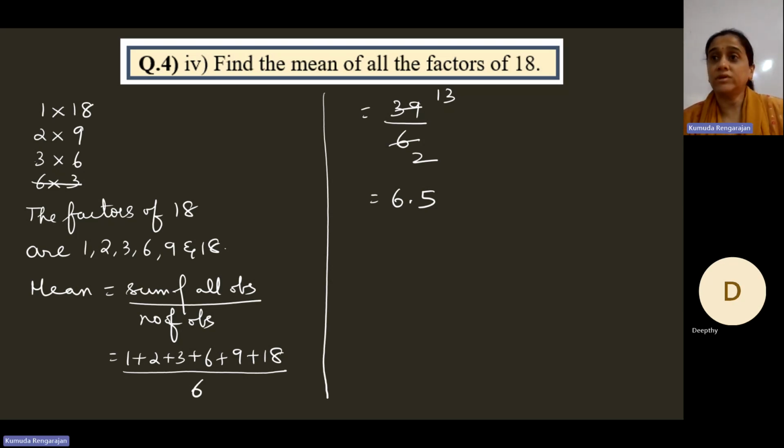The images of fill in the blanks and true or false have already been sent on WhatsApp. So go home and complete that. All right.